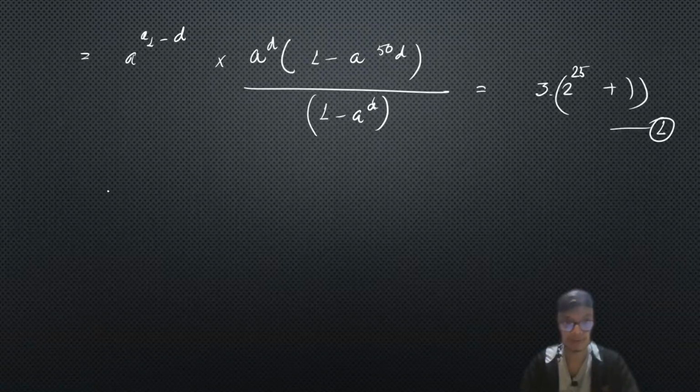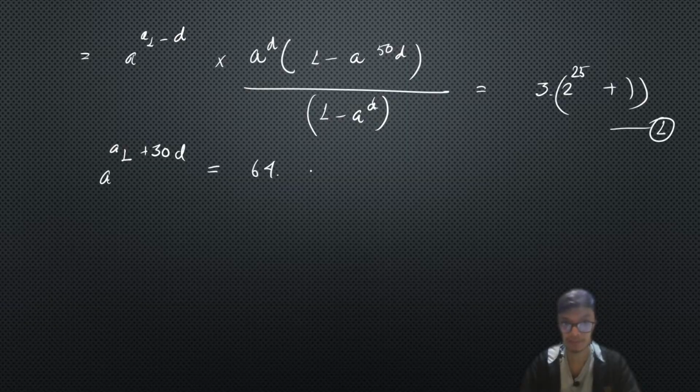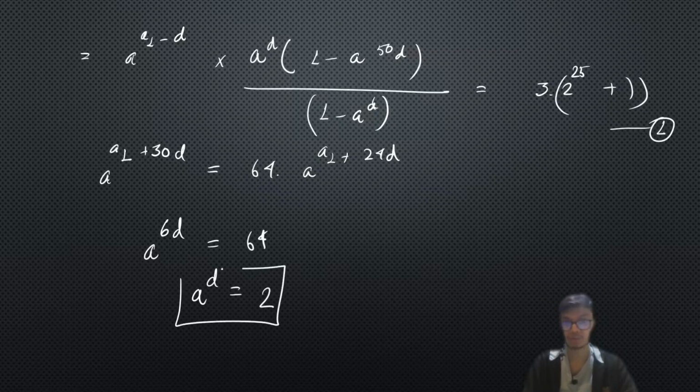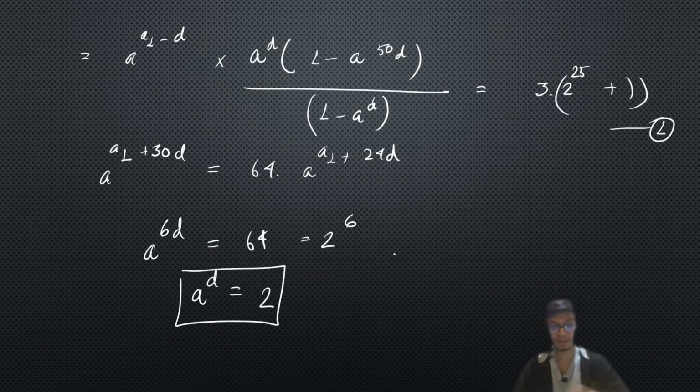Similarly, you have one more condition, that is f of a31. That is a to the power (a1 plus 30d) is equal to 64 times a to the power (a1 plus 24d). From here, a to the power a1 gets cancelled out, and a to the power 6d is equal to 64, and therefore you will have a to the power d as equal to 2, because 64 is 2 to the power 6.